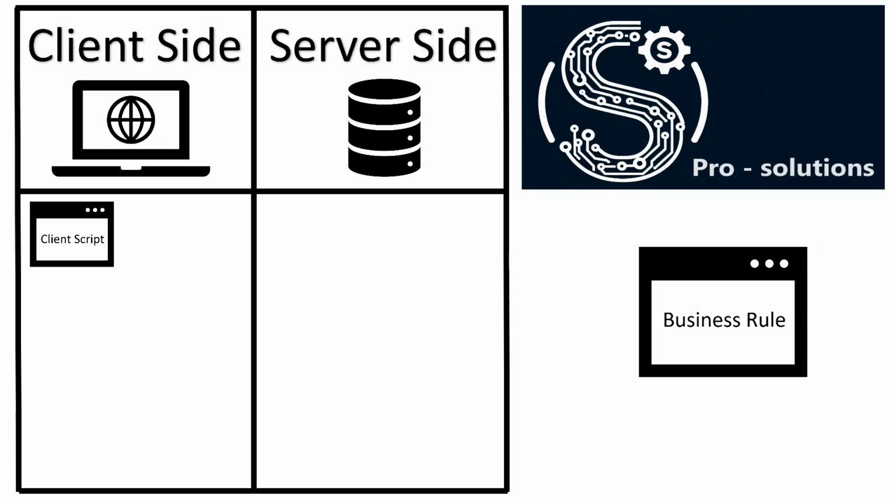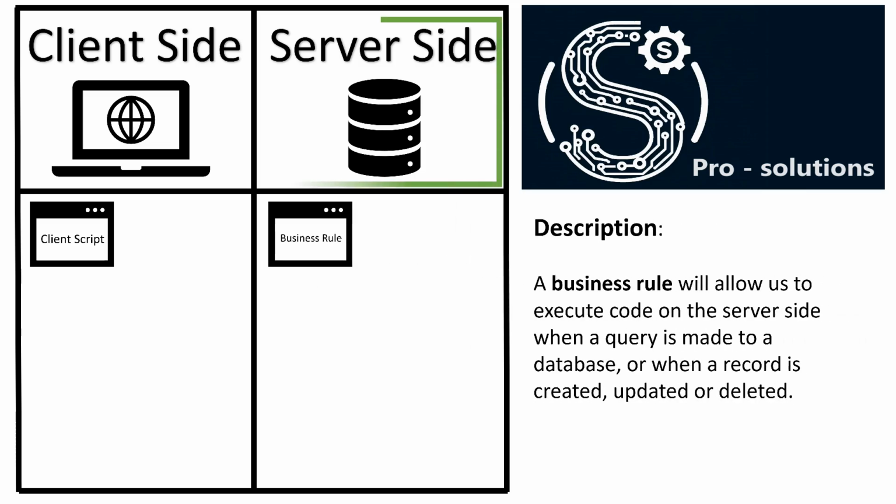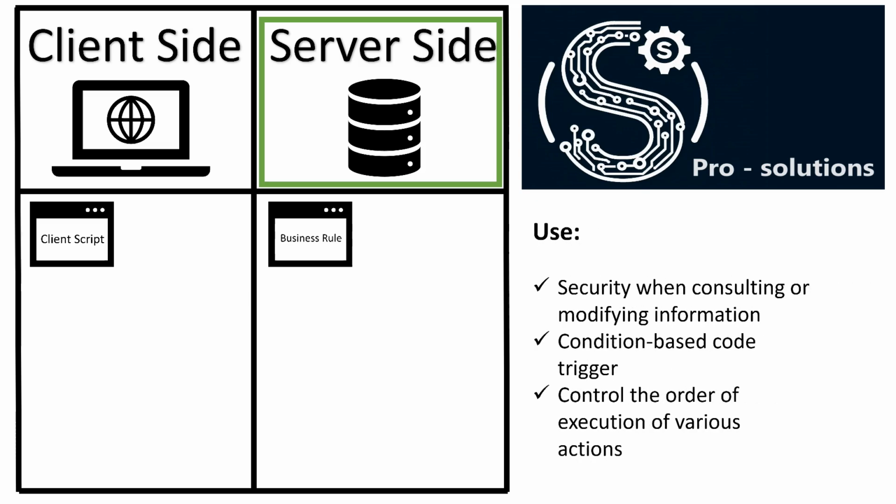Let's see. A business rule will allow us to execute code on the server side when a query is made to a database, or when a record is created, updated or deleted. We can choose the execution conditions and when it should be executed, but that is something we will see in future videos. Some of the uses that a business rule can have are the following.